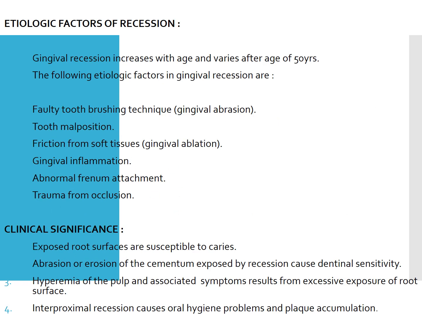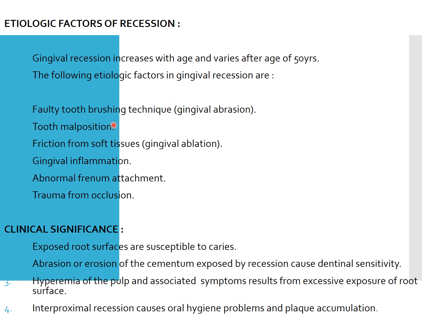So coming to the etiological factors of recession, what are the reasons for it? You can see gingival recession in older patients, as it increases with age and varies after the age of 50 years. As you know, faulty toothbrushing techniques are among the main reasons for gingival recession. If you are using a horizontal toothbrushing technique or very vigorous brushing, it leads to recession. There is gingival abrasion, or cervical abrasion.